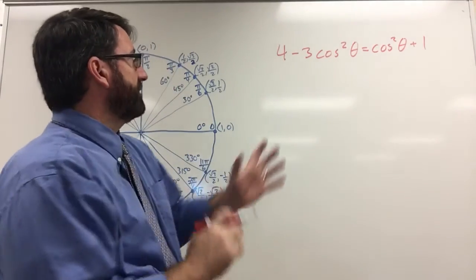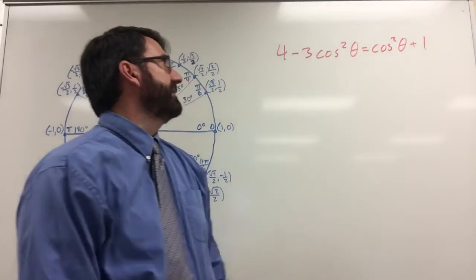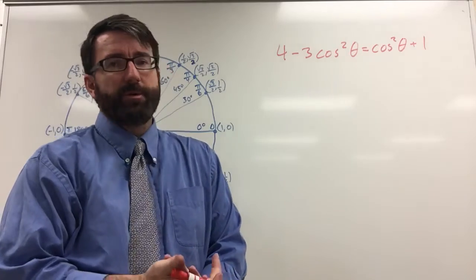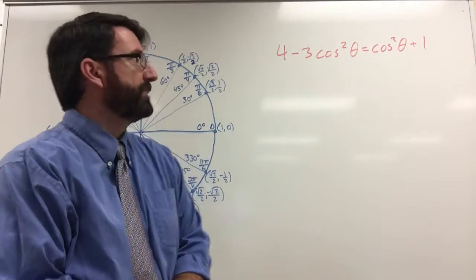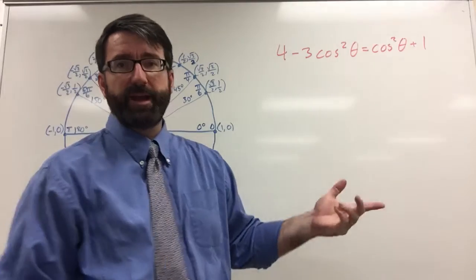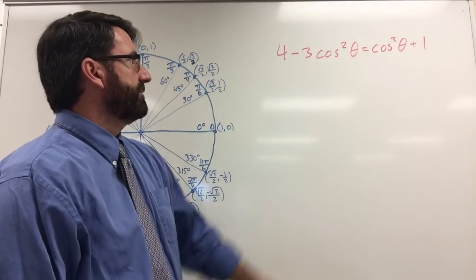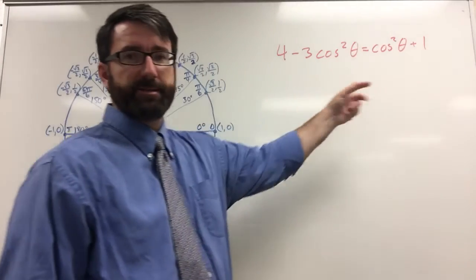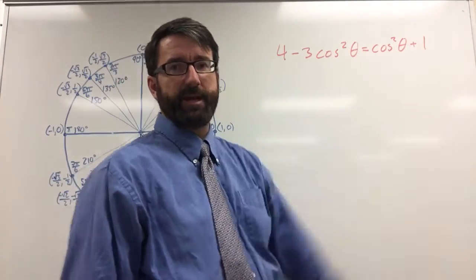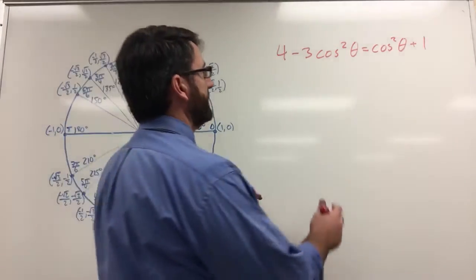All right, this problem is 4 minus 3 cosine squared of theta is equal to cosine squared theta plus 1. We're asked to solve for theta between 0 and 2 pi. So for this one, we want to solve for cosine. So let's get the cosine squareds on one side and the constants on the other side.